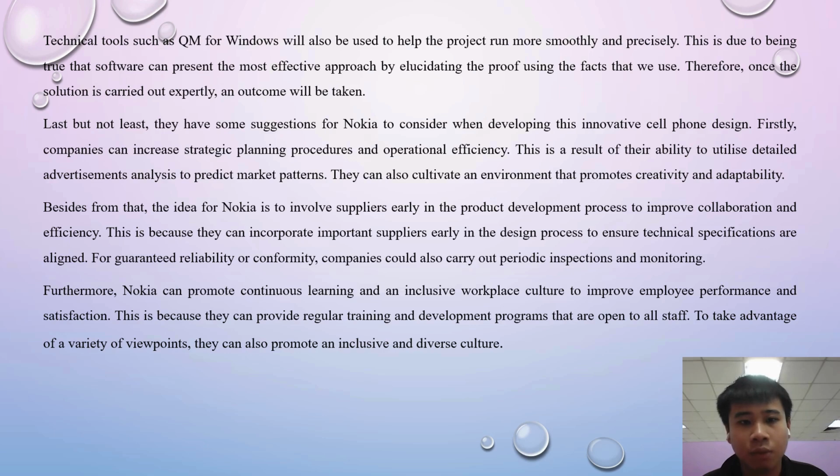Besides that, the idea for Nokia to involve suppliers early in the product development process is to improve collaboration and efficiency, because they can incorporate important suppliers early in the design process to ensure technical specifications are aligned. To guarantee reliability and conformity, companies should carry out periodic inspection and monitoring. Furthermore, Nokia can promote continuous learning and an inclusive workplace culture to improve employee performance and satisfaction. This is because they can provide regular training and development programs that are open to all staff to take advantage of diverse viewpoints, and that also can promote an inclusive and diverse culture.